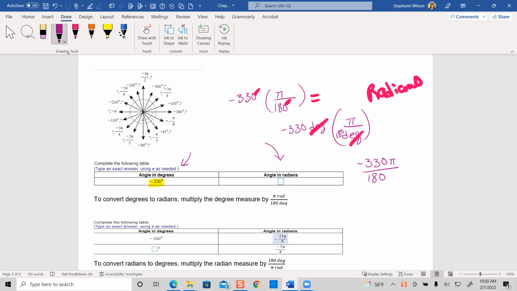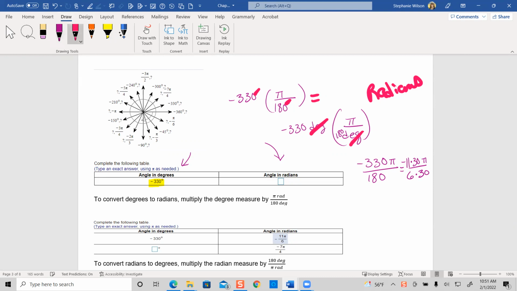And I know that 6 will go into 180 30 times, right? So I can say 6 times 30. I know that 30 goes into 330. So 11 times.